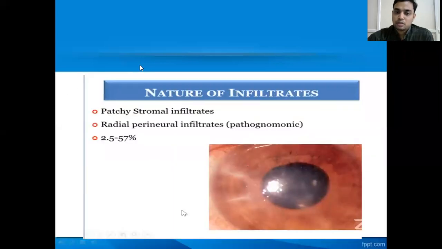Later, after the epithelium, the stroma is involved, where we see patchy stromal infiltrates, and there are radial perineural infiltrates. So, along the sides of the corneal nerves, we see infiltrations that we call keratoneuritis. The main reason for the severe pain in acanthamoeba keratitis is the radial perineural infiltrations. This is seen in 2.5 to 57% of patients. This is a pathognomonic sign of acanthamoeba, where we see radial perineural infiltrations.